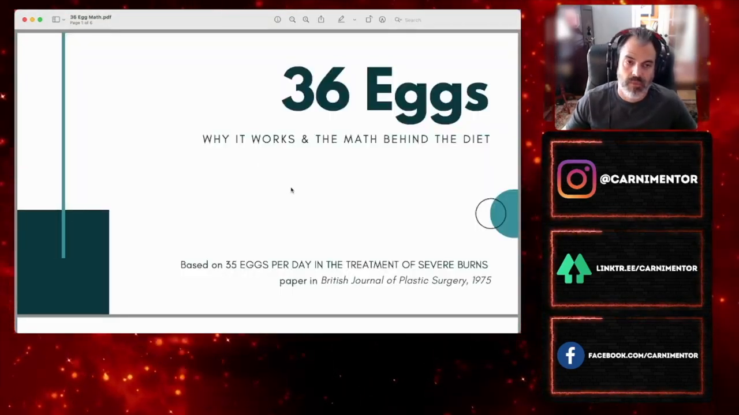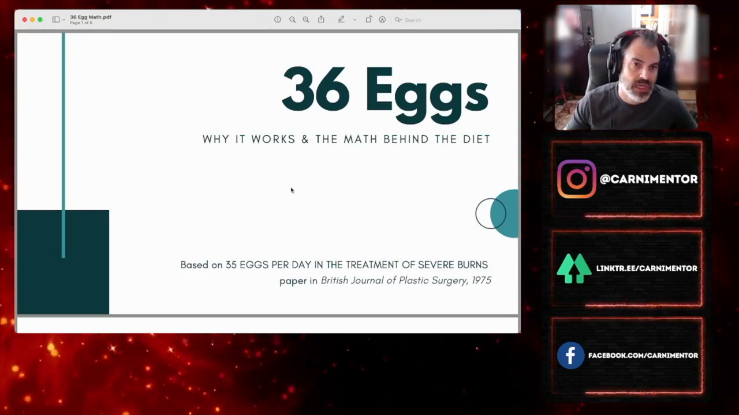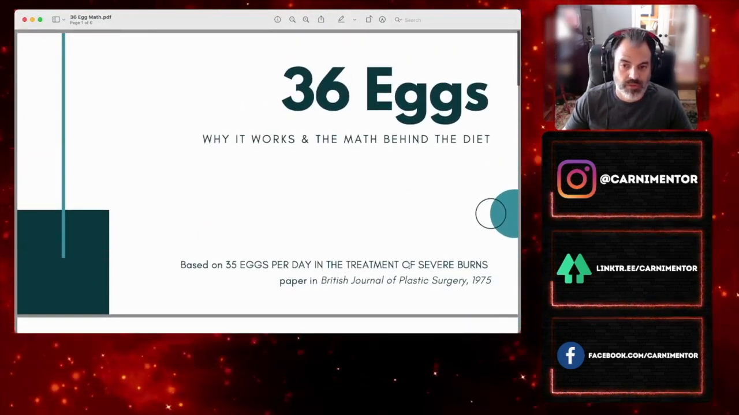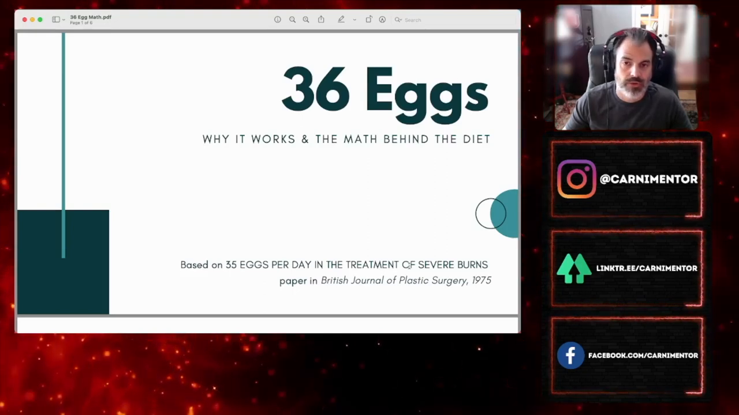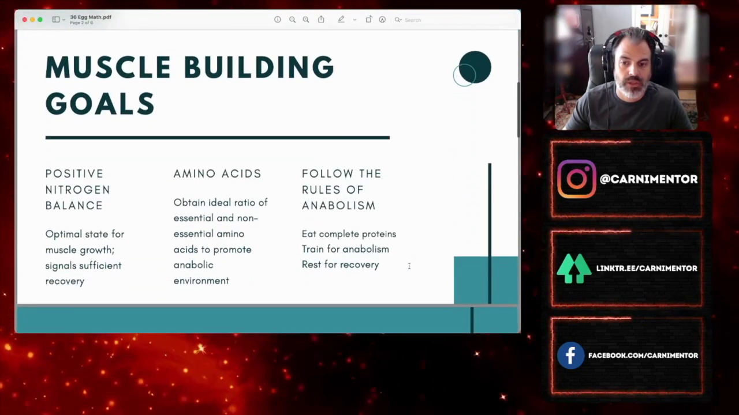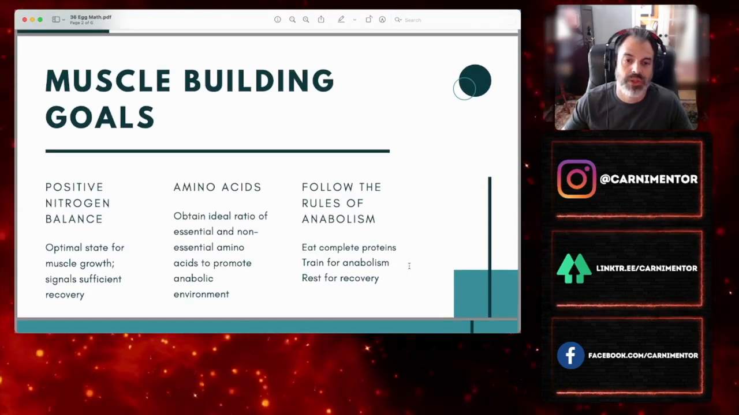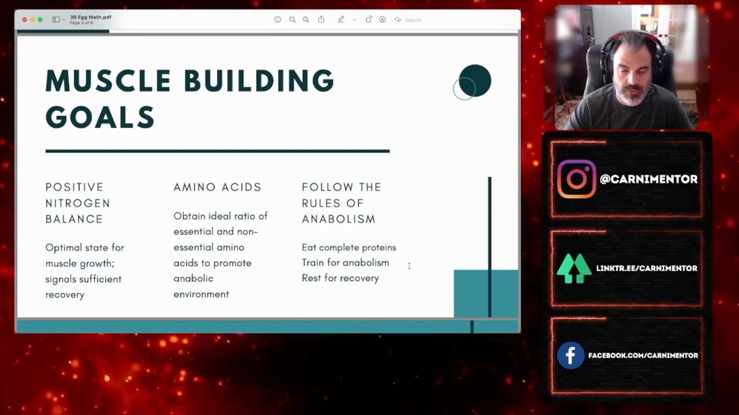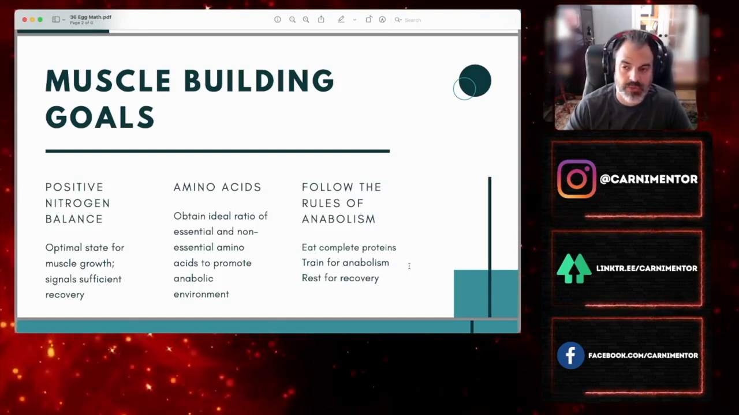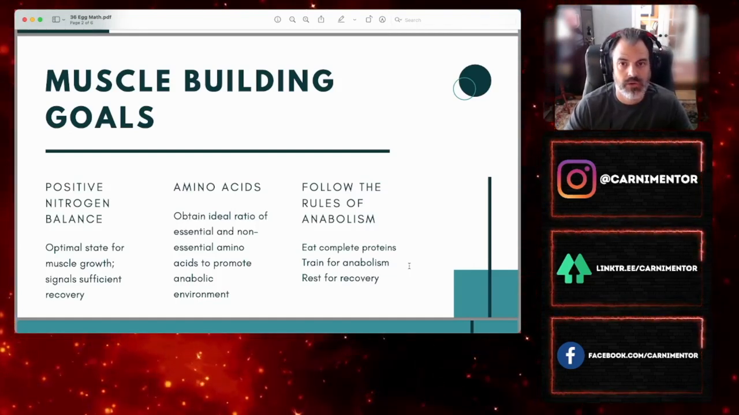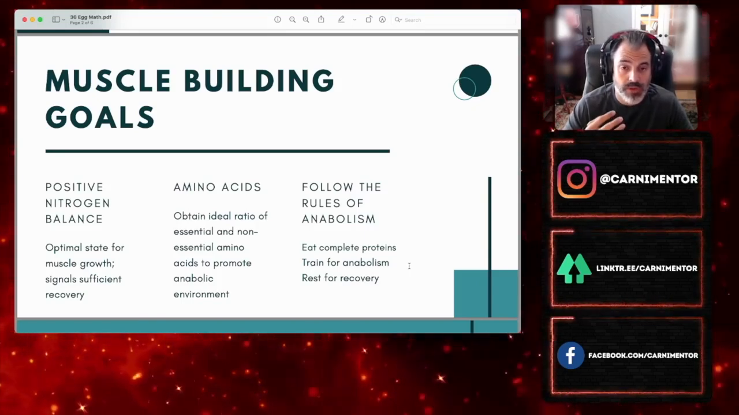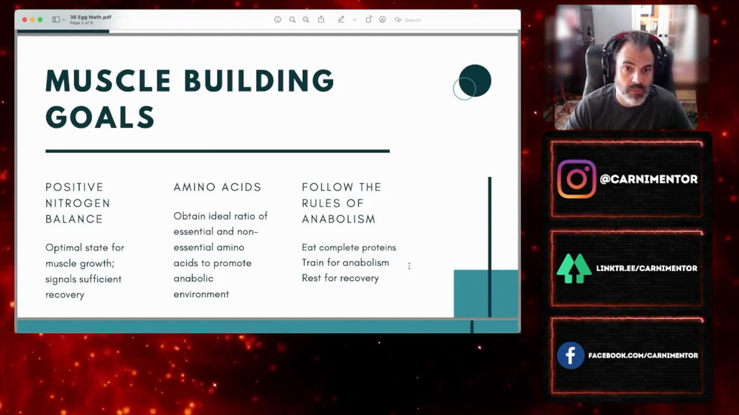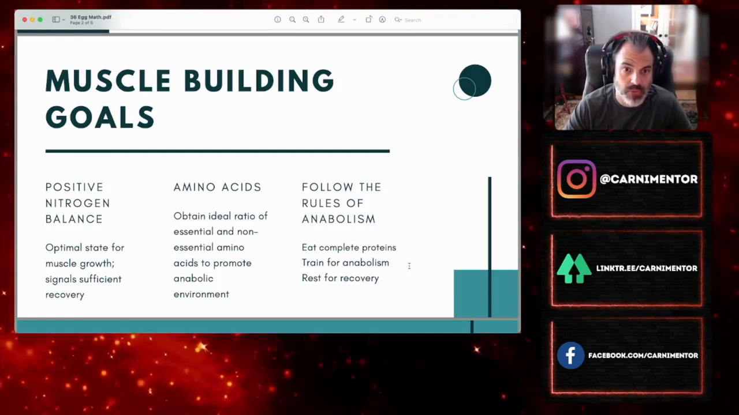Now let's look at why the diet works and the math behind the diet. Again, it's based on the 35 eggs per day and the treatment of severe burns from that paper in the British Journal of Plastic Surgery. First, what are our muscle building goals, and how do we achieve them? First of all, as mentioned before, positive nitrogen balance. This is an optimal state for muscle growth, and it signals that your muscles are sufficiently recovered and you're ready to go again. You're ready to work them more.